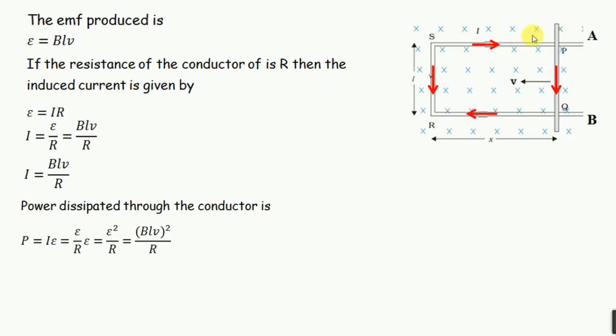Next, the power dissipated through this conductor. So we know the formula for power is V into I, potential into current. Potential here is EMF, so I'll put the value.